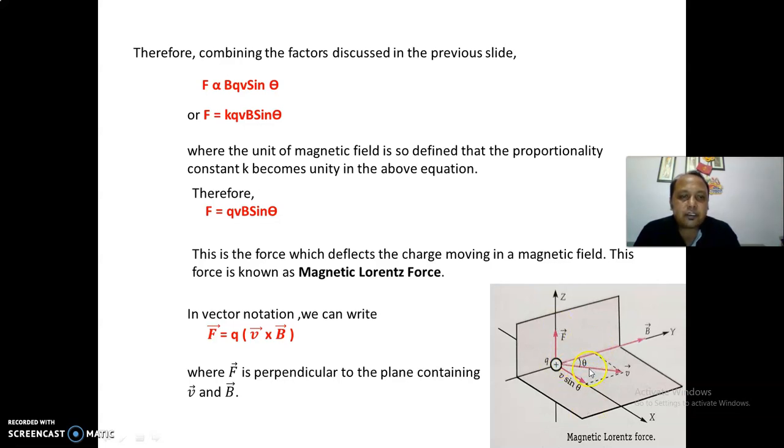Or if we take our right hand and curl the fingers from v to B, then the thumb will be along the direction of force. So the direction of force is given by the direction of v cross B. We can use the cross product rule to find the direction of force, and the force is perpendicular to the plane which contains the velocity and the magnetic field B.